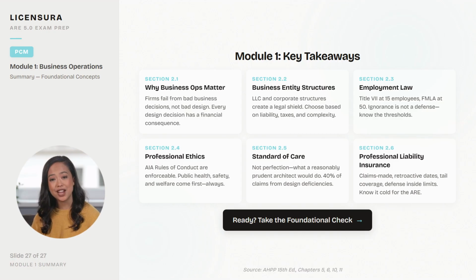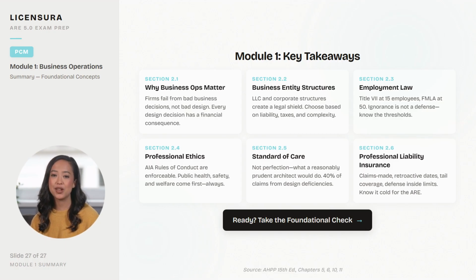Section 2.5 introduced standard of care, not perfection, but what a reasonably prudent architect would do in similar circumstances. We looked at how it's proven through expert testimony, what factors shift the standard, and where claims actually come from. 40% of claims come from design deficiencies, and poor documentation is the common thread in almost all of them.